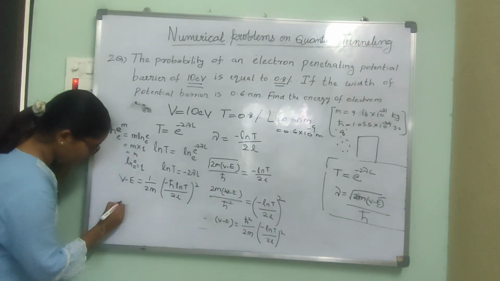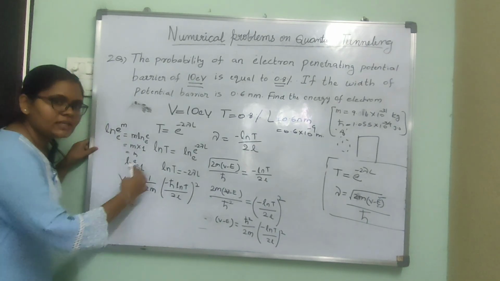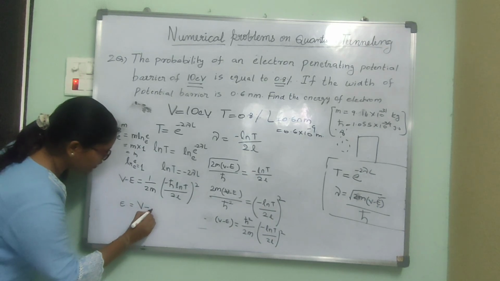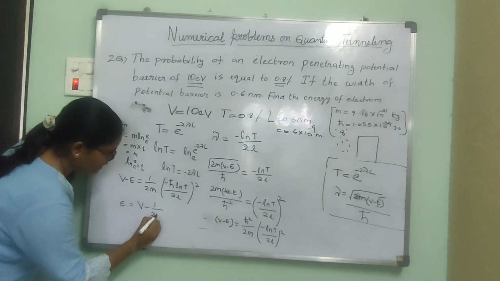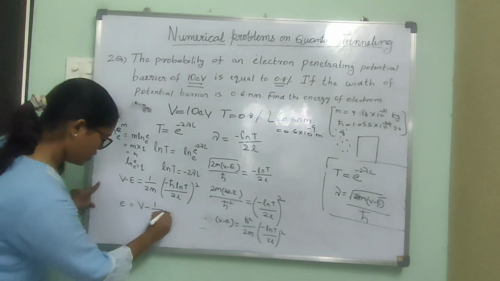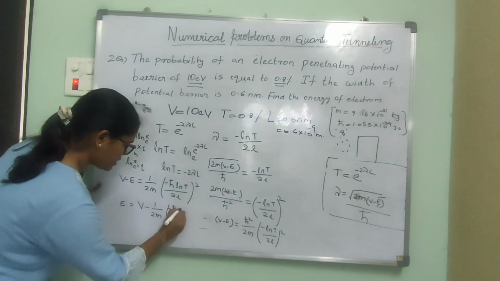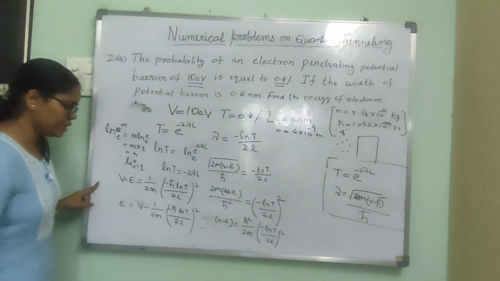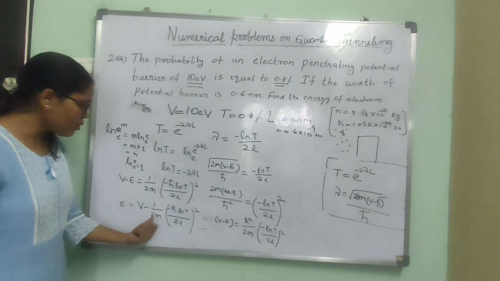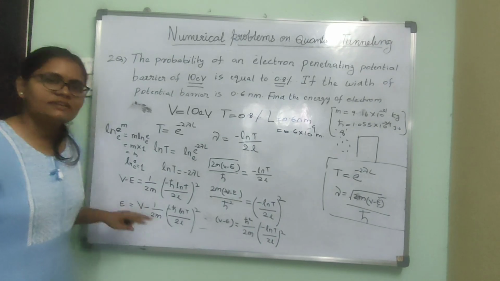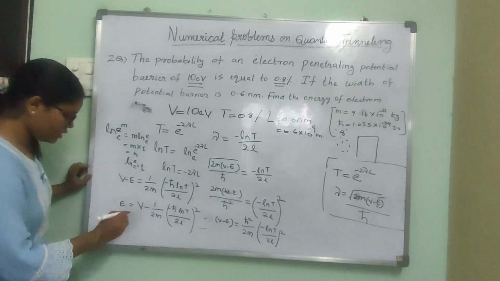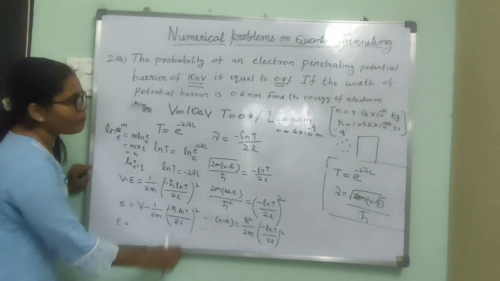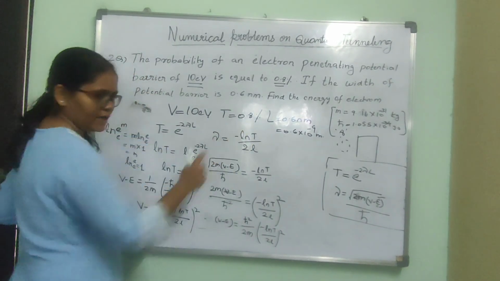So we want E, so I'll take this E to the right side and bring this entire term to the left side. So that would be E equal to V minus 1 by 2m into minus ħ ln T over 2L whole squared. So when you plug in all the values, you will get the value of E. Here T is 0.8.